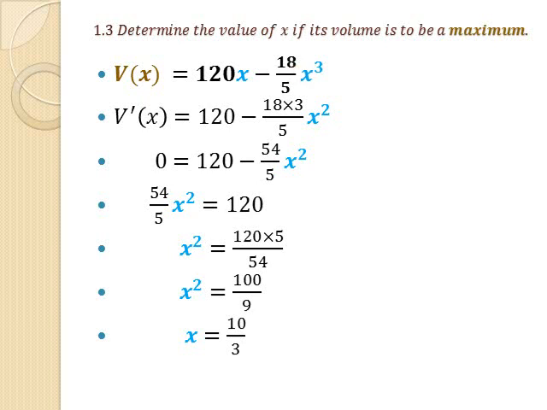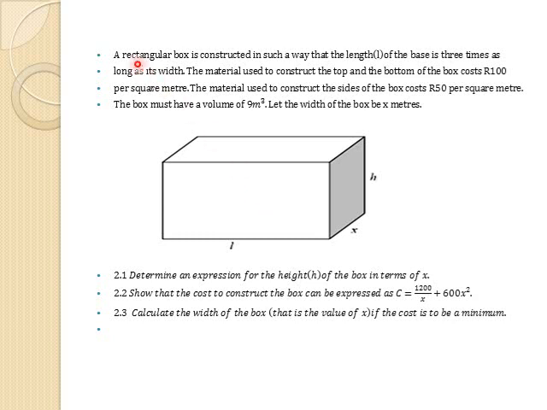Right, let's look at the second problem. A rectangular box is constructed in such a way that the length of the base is 3 times as long as the width. So the width is x there, so technically my length would read 3x. Material used to construct the top and the bottom of the box costs 100 Rand per square meter. Material used to construct the sides costs 50 Rand per square meter. The box must have a volume of 9 meters cubed.